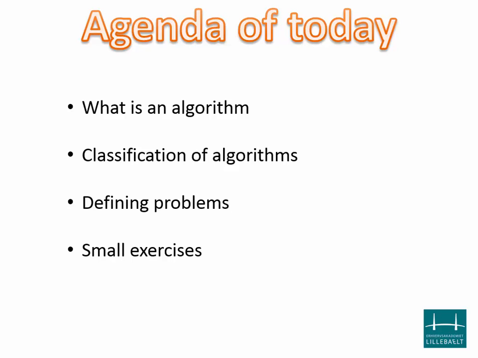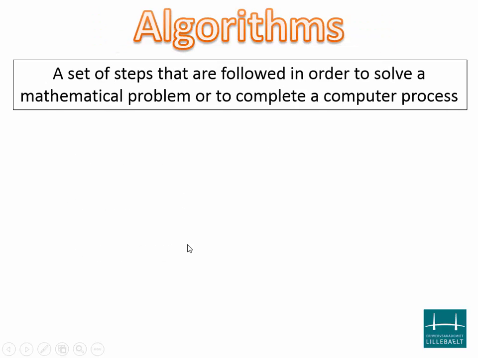So first of all, what is an algorithm? An algorithm is a set of steps that are followed in order to solve a mathematical problem or to complete a computer process. In our case, it's usually the last one.